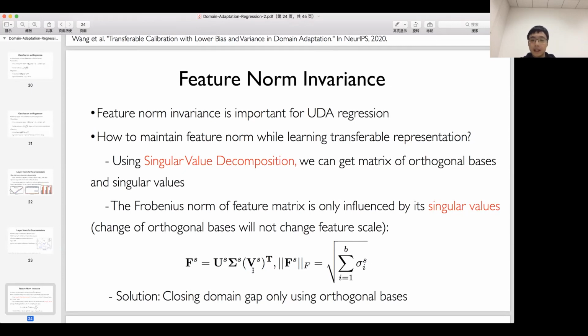We can decompose the feature matrix Fs into the orthogonal basis Us and singular values sigma s. And the Frobenius norm of the feature matrix is only influenced by its singular values. We can see in the second equation, the Frobenius norm of the feature matrix is not influenced by the orthogonal basis. So our solution to close the domain gap is to only use the orthogonal basis and not use the singular values.